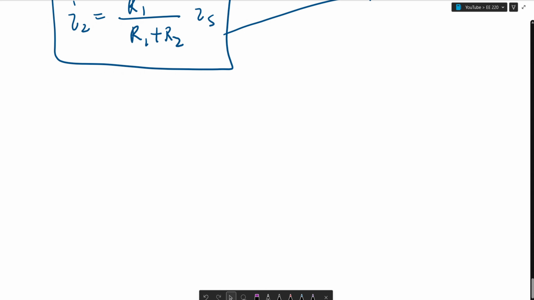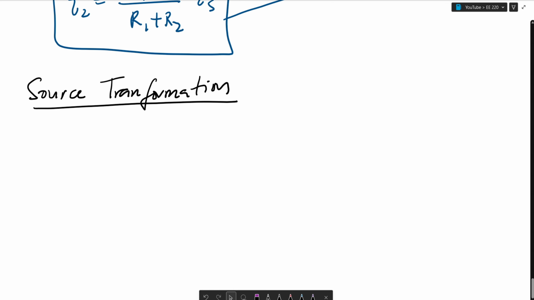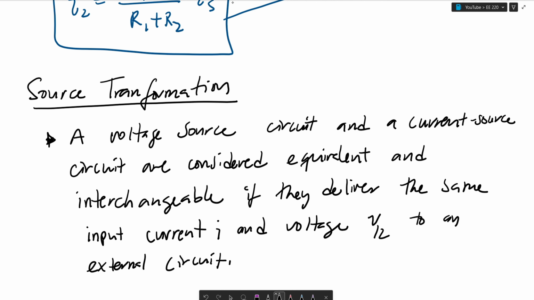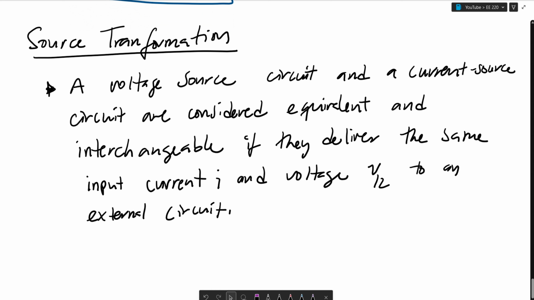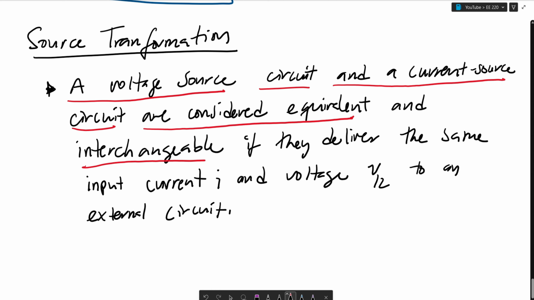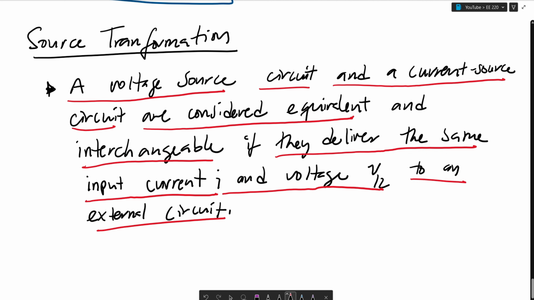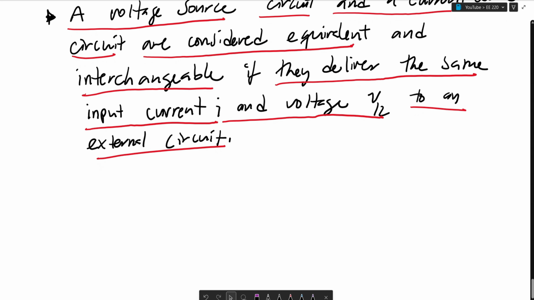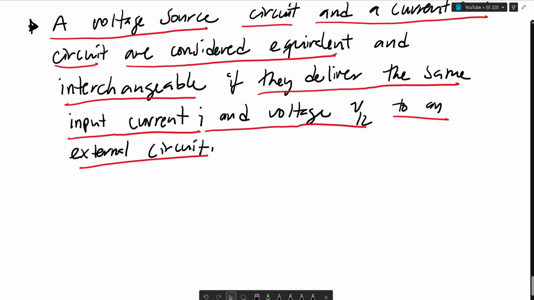The last topic I want to talk about for this video is called source transformation. And essentially, what is source transformation? I'm going to write out the definition. Source transformation states that a voltage source circuit and a current source circuit are considered equivalent and interchangeable if they deliver the same input current I and voltage V12 to an external circuit. And we should know what an equivalent circuit is now, and an external circuit.